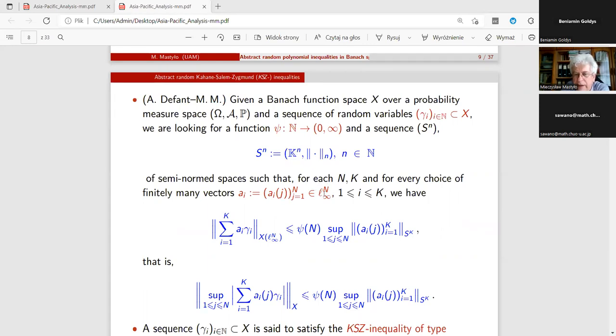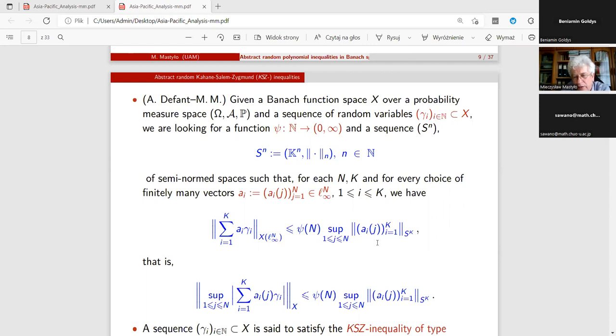So again, you see this is C with capital N with maximum norm. So simply we write this way. We take such a sequence with the index from i to K, K of them, and then we are looking for such kind of inequality. So you see, this is the Köthe-Bochner space with values in l-infinity N. This norm is estimated by psi of N, so exactly this dimension of l-infinity, and supremum over j running.